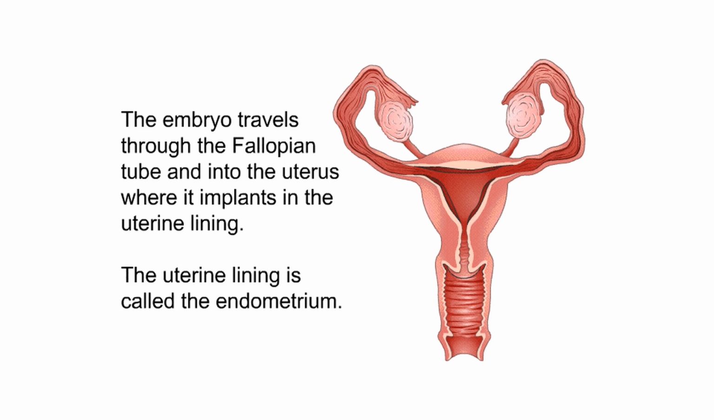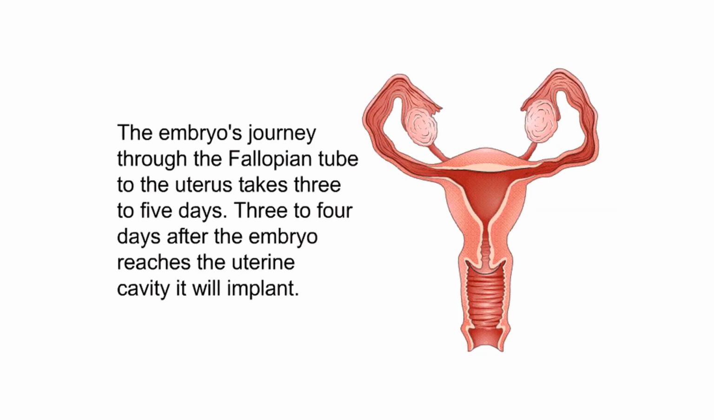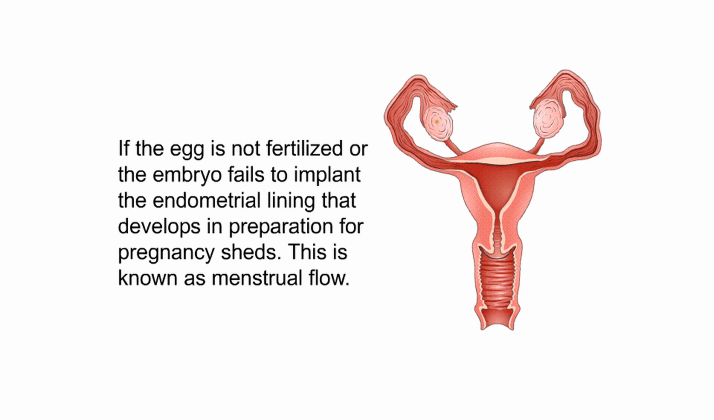The embryo travels through the fallopian tube and into the uterus, where it implants in the uterine lining. The uterine lining is called the endometrium. The embryo's journey through the fallopian tube to the uterus takes 3 to 5 days. 3 to 4 days after the embryo reaches the uterine cavity, it will implant. If the egg is not fertilized or the embryo fails to implant, the endometrial lining that develops in preparation for pregnancy sheds. This is known as menstrual flow.